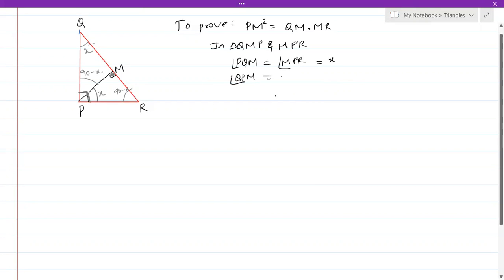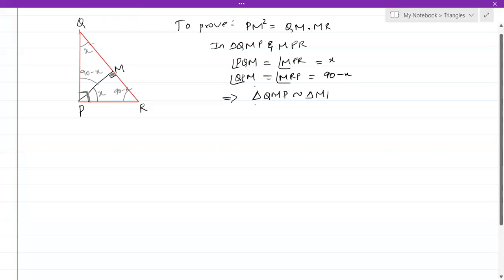Angle QPM is equal to angle MRP because both are 90 minus X. We can also prove one more, that is angle M is equal to angle M because both are 90 degrees. Anyhow, we have proved two angles are equal. Therefore, triangle QMP is similar to triangle MPR.